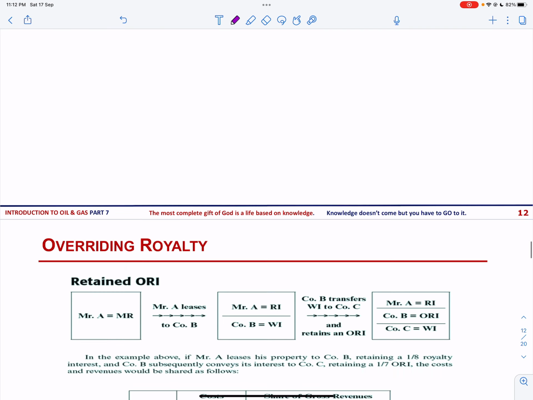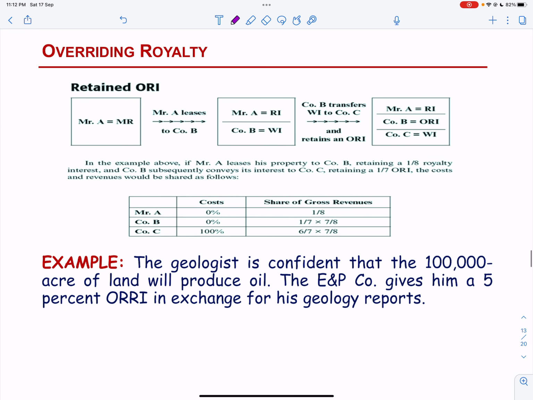So, let us look into an example. Mr. A has the mineral rights and he leases to company B. Mr. A has the royalty interest and B has the working interest, and now company B transfers the working interest to company C and company B retains the overriding interest. So Mr. A has the royalty interest, B has the overriding interest, and C has the working interest.